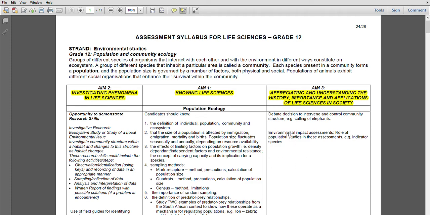Again, this is generic. You are not going to be able to know every single situation in the world where we have to intervene or control a community structure. But as long as you have the basic idea, you will be able to take information that you've had from aim 1 and apply it to the aim 3.